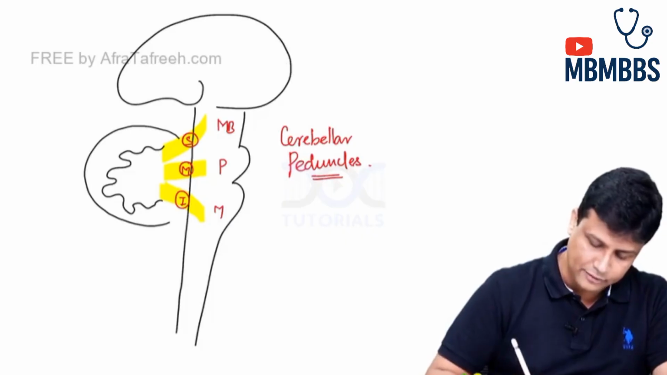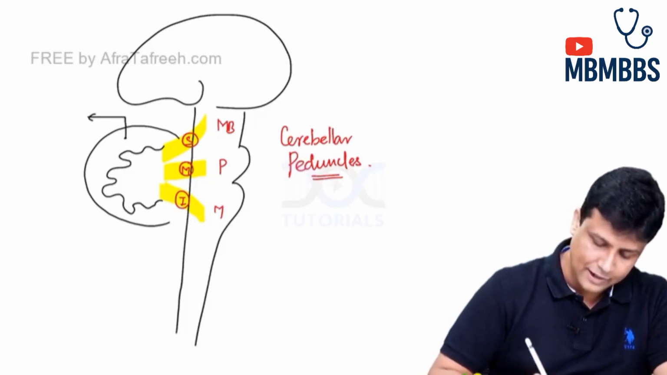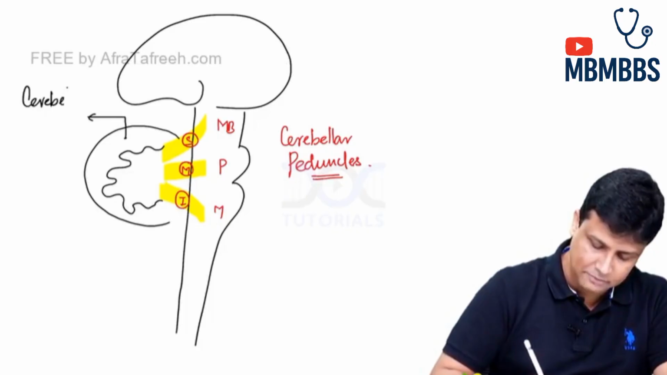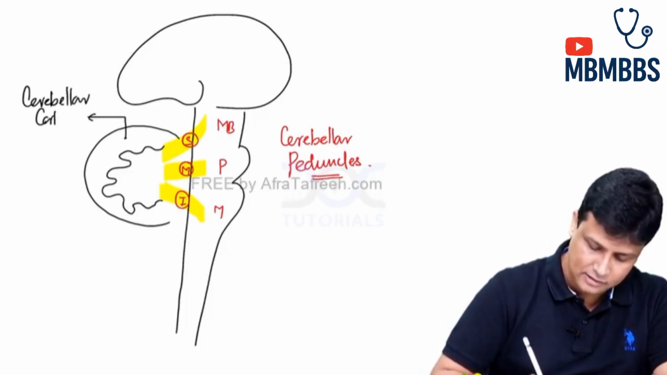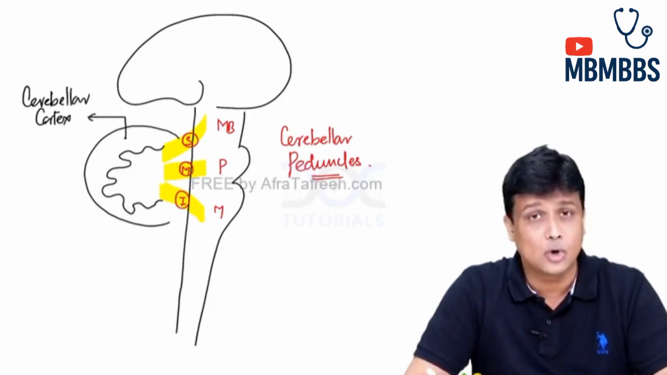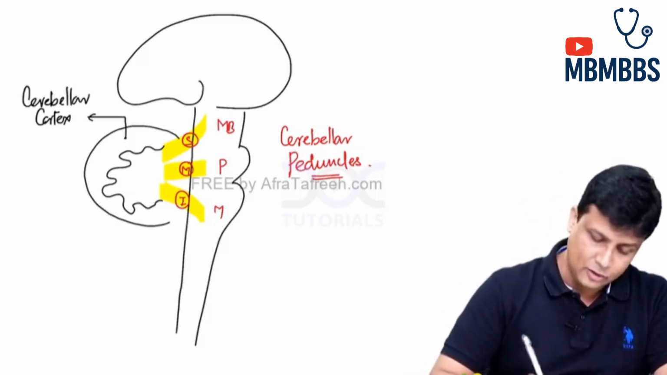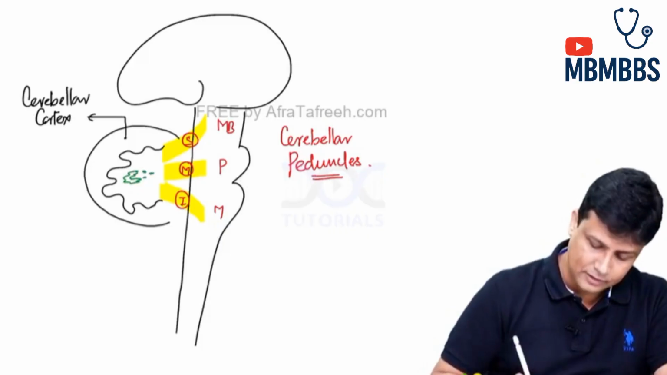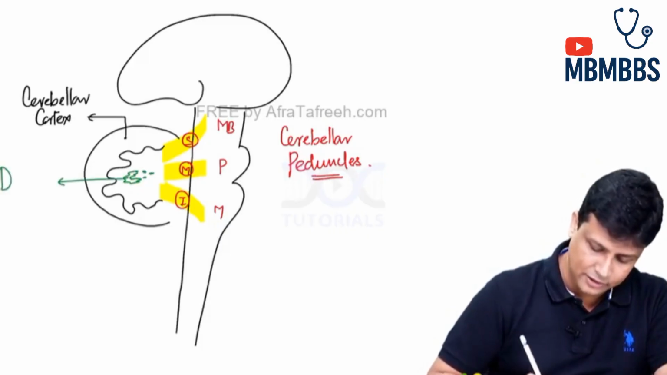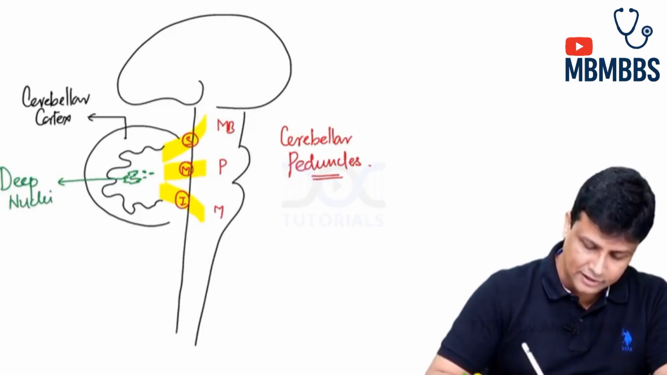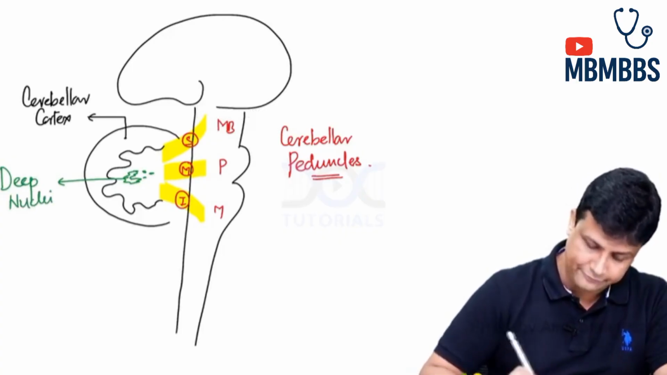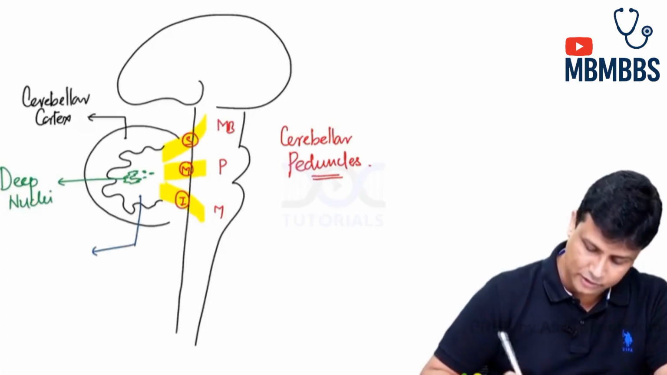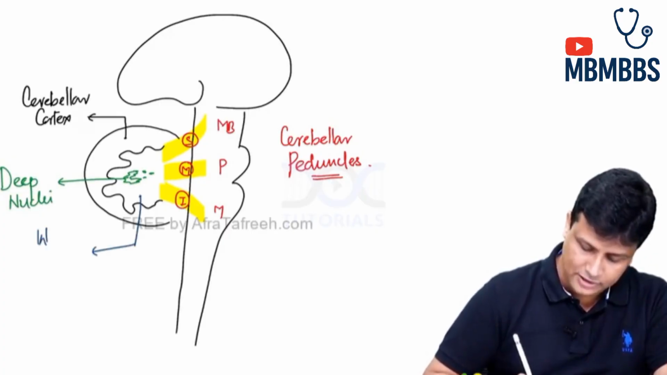Then apart from that, once the tracts enter inside, you have to learn about the grey matter. On the outer part of the cerebellum, you'll have the grey matter, and that grey matter is referred to as the cerebellar cortex. So we are going to learn about the cerebellar cortex. Then apart from the cerebellar cortex, you also have some deep nuclei here. There will be totally 4 of them. So we are going to learn about the deep nuclei, and finally connecting all of this, you also have the white matter present over here. So we are going to learn about the white matter of the cerebellum also.